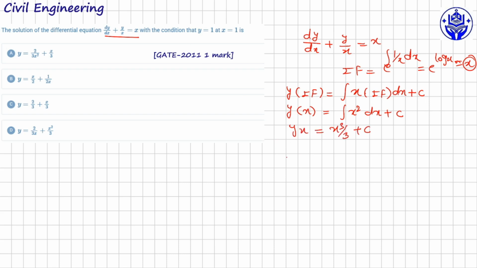And the given condition is that y at 1 is equal to 1. So x is 1 and y is 1, so it is 1 by 3 plus c. So 1 minus 1 by 3 is equal to c.